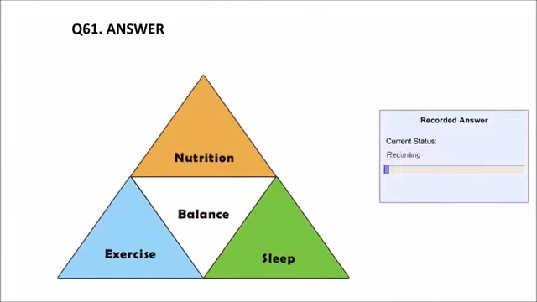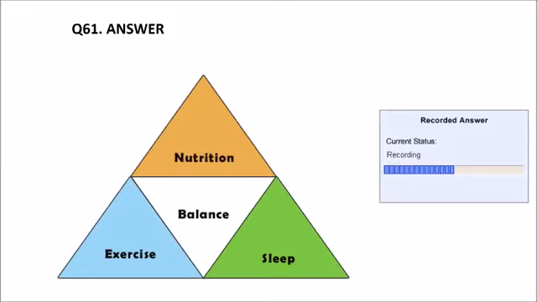This pyramid represents the importance of the balance between nutrition, sleep and exercise for a good health. A regular exercise along with a proper sleep schedule form the base of this pyramid, and nutrition is at the pinnacle. The nutrition basically depends upon a proper balance between exercise and sleep.